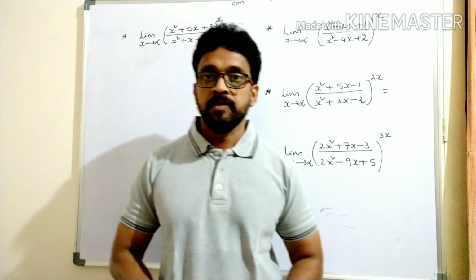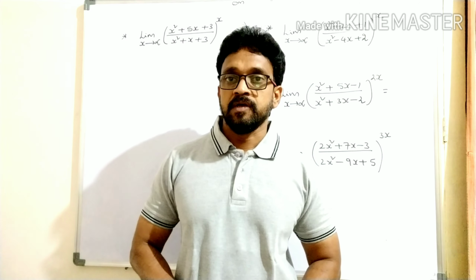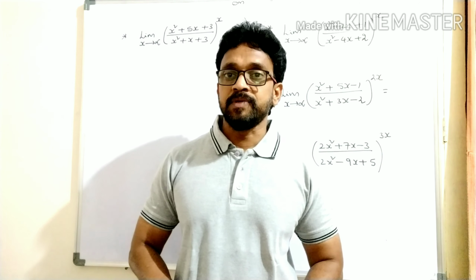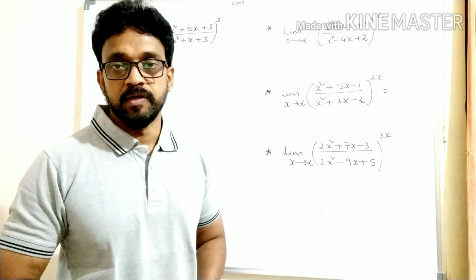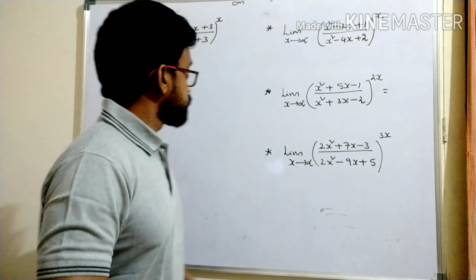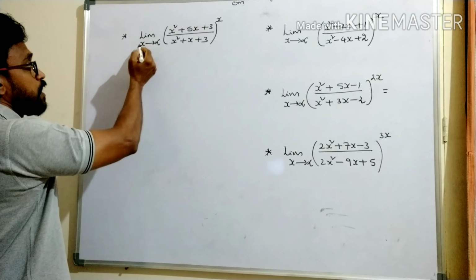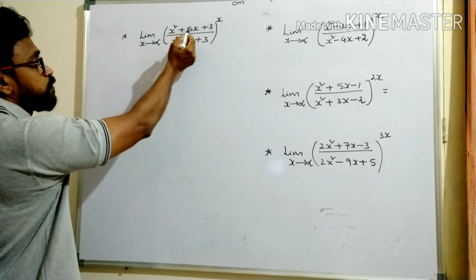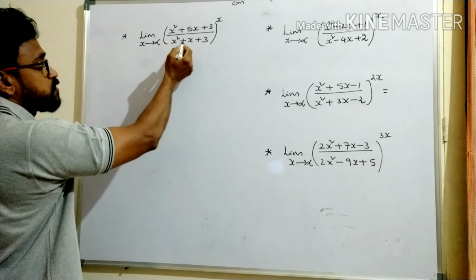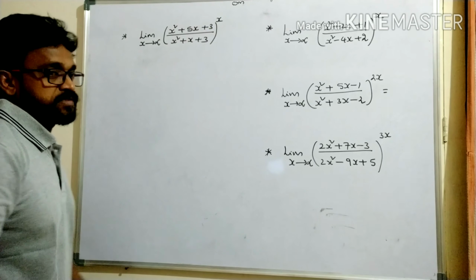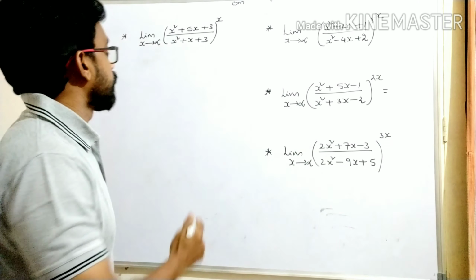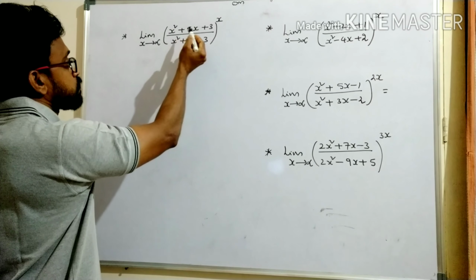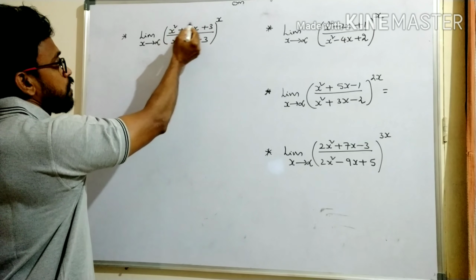Hello students, today we will discuss more problems on limits of the form 1 power infinity. In the last video some problems were completed. Now observe the limit as x tends to infinity of (x square plus 5x plus 3) by (x square plus x plus 3), whole power x. Very clear, this is also of the 1 power infinity form.